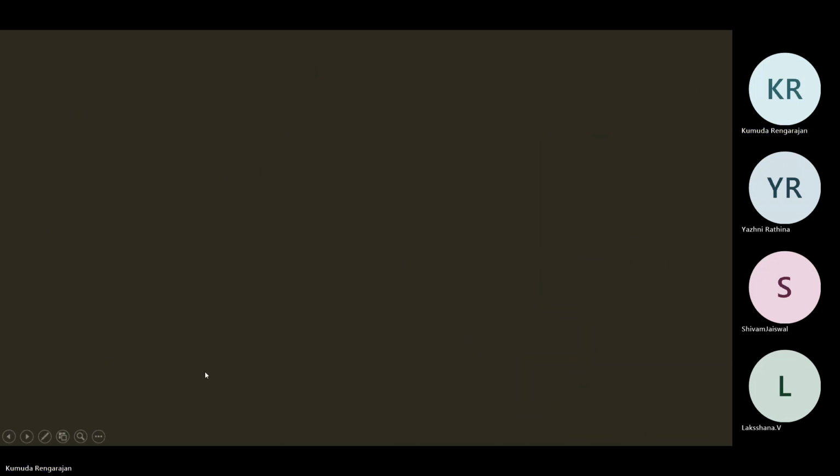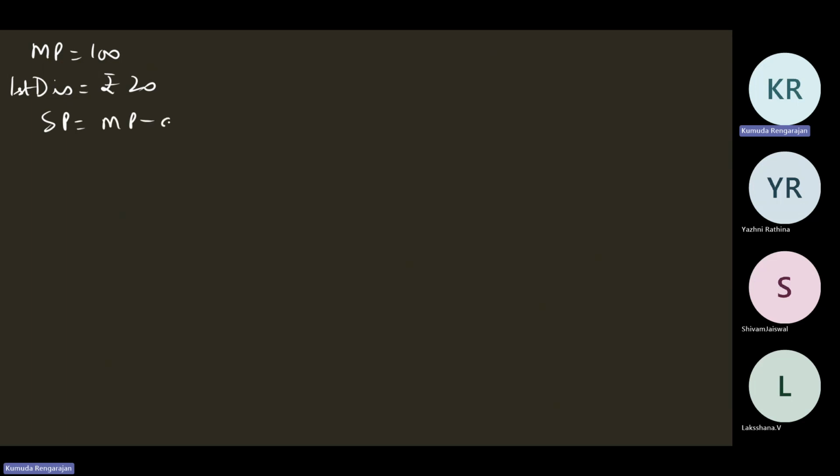Now, see here in this question. We have two successive discounts of 20% and 10%. Supposing the marked price is 100 rupees. The first discount is 20%, which means 20 rupees, since 20% of 100 is 20 rupees. So the selling price will be marked price minus the discount, 100 minus 20, 80 rupees.